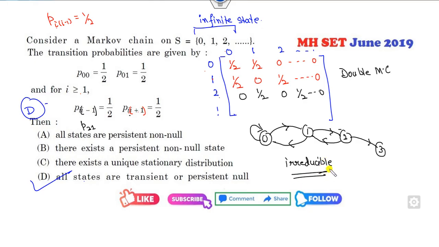Fine. So once this is irreducible, and you can see there is a self loop also there. No, it's irreducible, but it has an infinite state space. You can reach state 3, but you are unable to reach back to here. So it's infinite, and once it's infinite, all the states are transient. So the right answer is D.